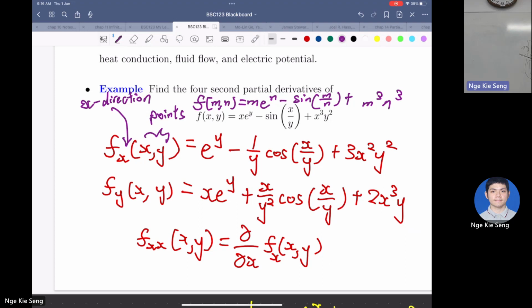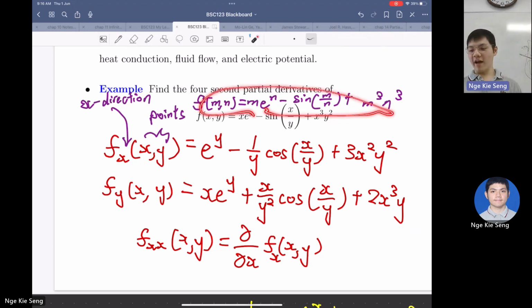Okay. So they are not different x. I also can change my function into mn. So f of mn, if you want.